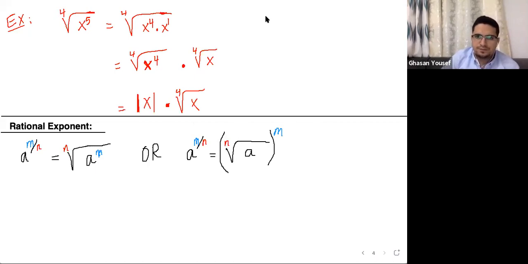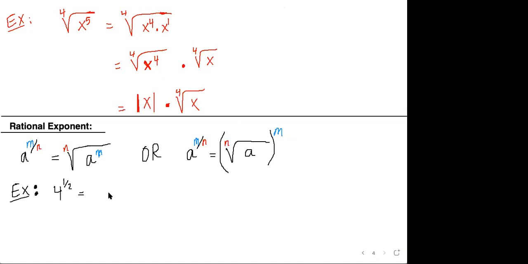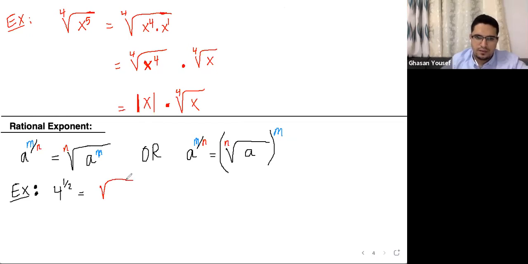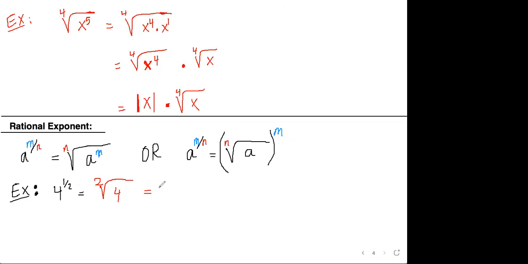Example for this: 4 to the power 1/2. What is that equal to? Square root of 4. This is correct. So the square root of 4 to the power 1, and to the power 1 is the same number, 4. So the square root of 4 is, what's the answer? 2.